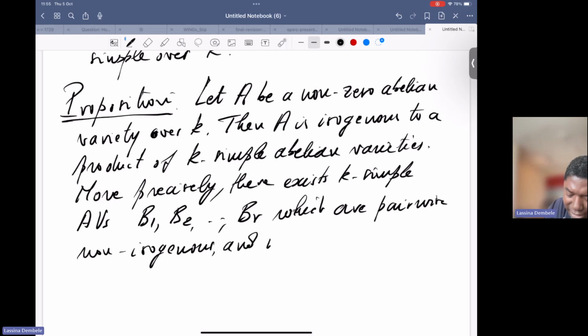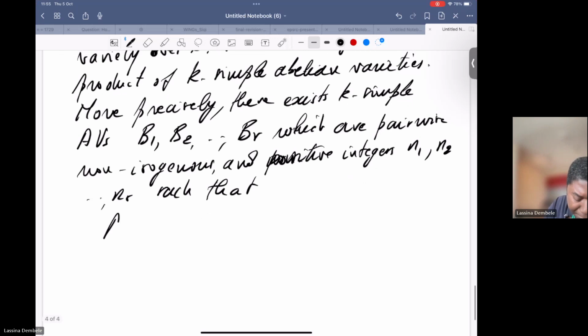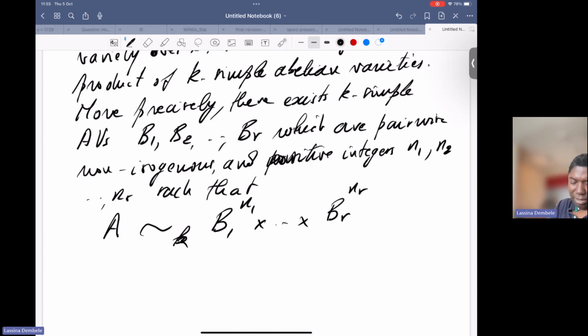And positive integers N1, N2 up to NR, such that A is isogenous, this is the notation we are going to use to mean isogenous, to the product of B1 up to BR to the NR.